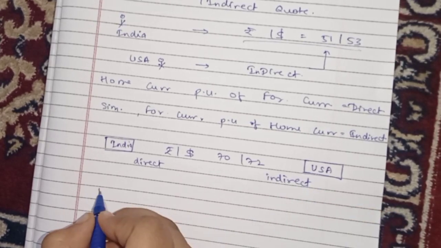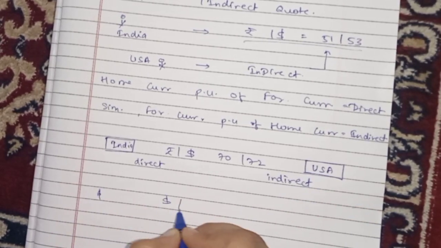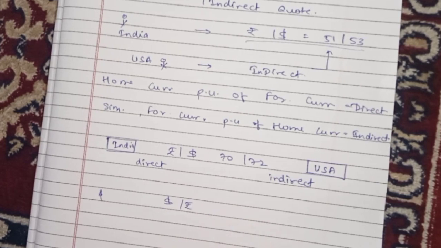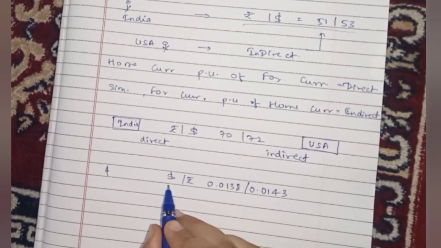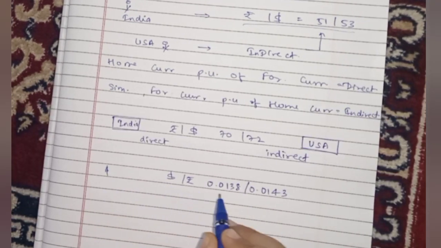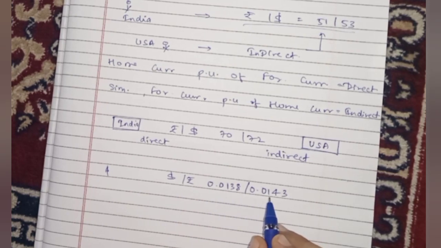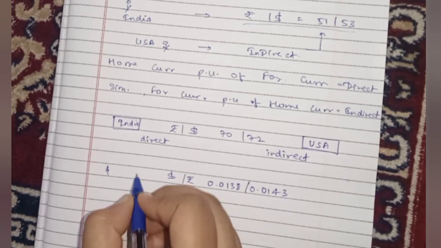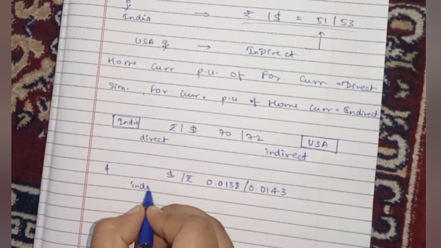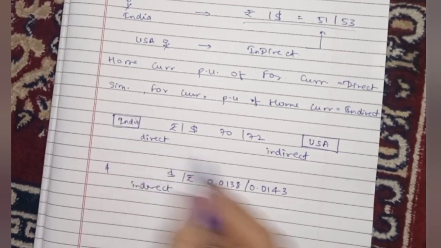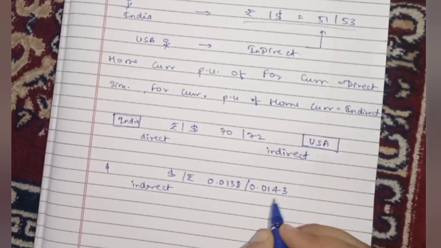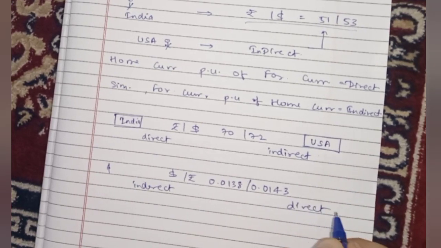Similarly, when it is mentioned as dollar per rupee 0.0138/0.0143, it will be an indirect quote for a person residing in India, whereas for a person residing in USA, this quote will be a direct quote.